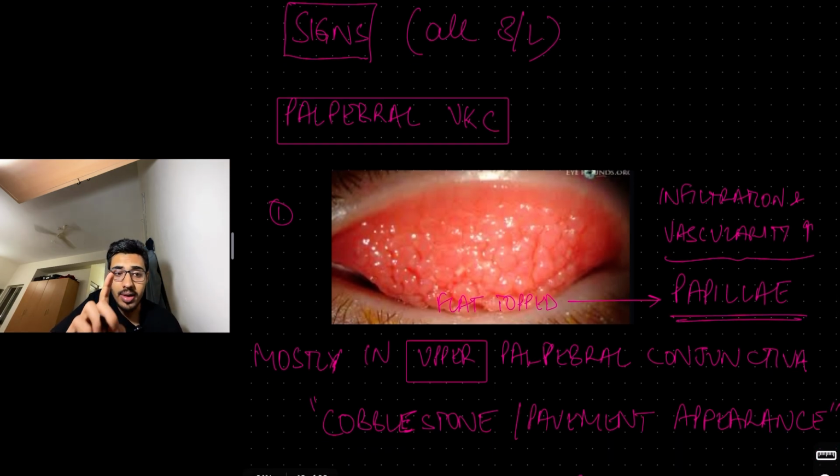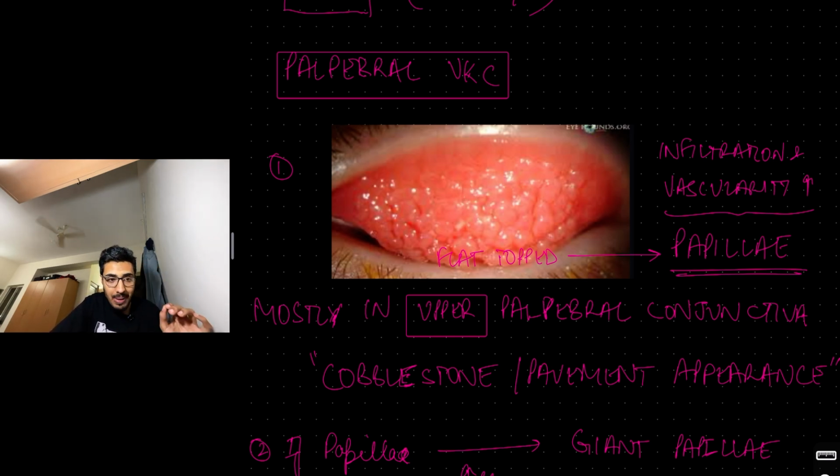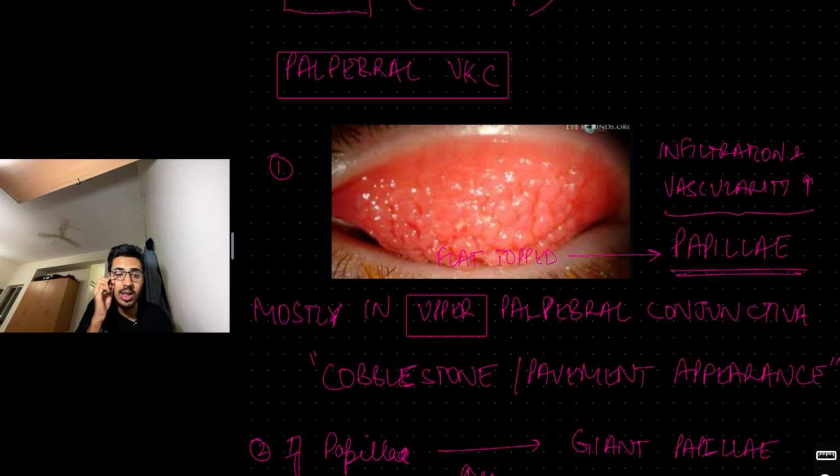Depending on the type of VKC, the signs differ. First, let's look at the first type, palpebral vernal keratoconjunctivitis, which is the most common. You have three important signs. Papillae is the first sign. I told you, because of all the cellular infiltration and vasodilation, what happens? There are flat-topped elevations, as you can see here, all over the upper palpebral conjunctiva. Very, very important. VKC mostly involves only the upper palpebral conjunctiva. These papillae give a cobblestone or pavement appearance.